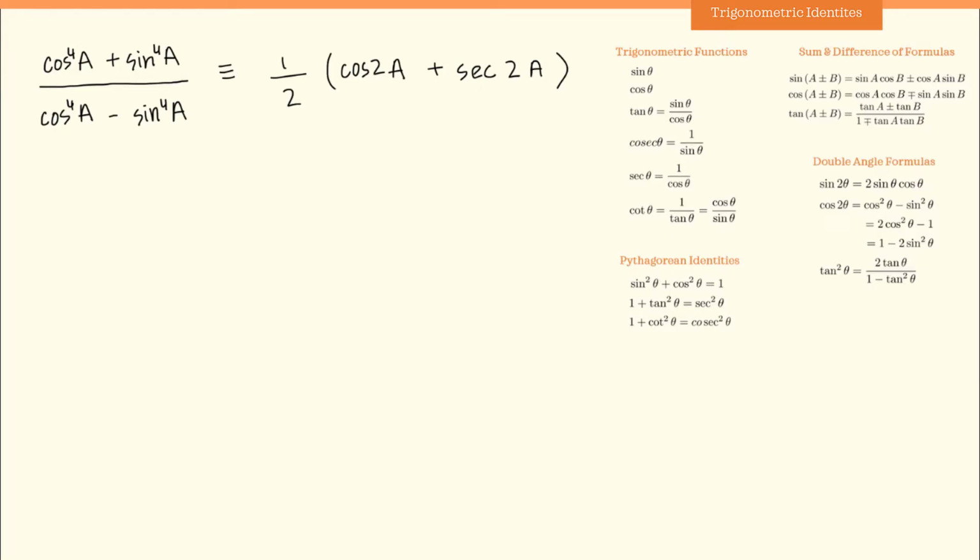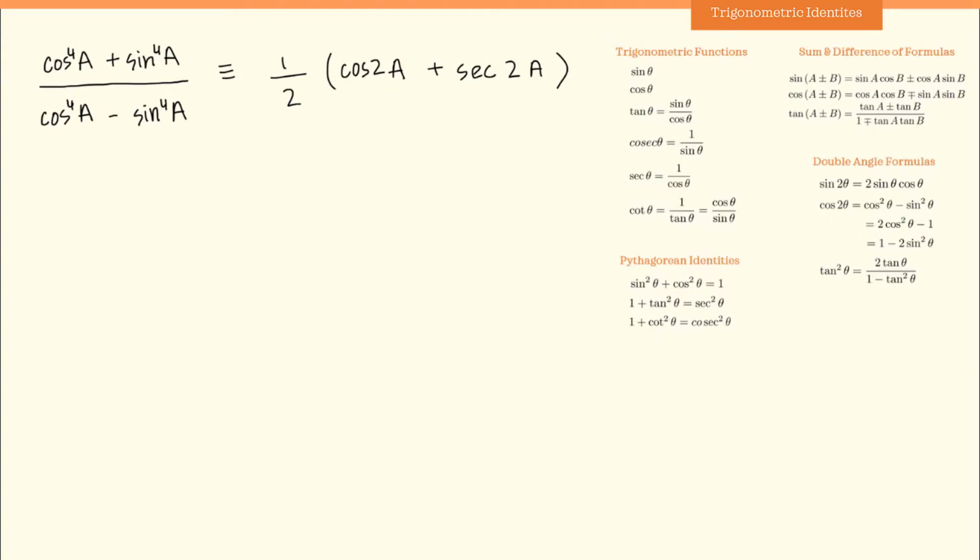In this problem of trigonometric identities, on the left hand side I have cosine a raised to the power of 4 plus sine a raised to the power of 4, divided by cosine a raised to the power of 4 minus sine a raised to the power of 4. And on the right hand side I have 1 upon 2 times cosine of 2a plus secant of 2a.